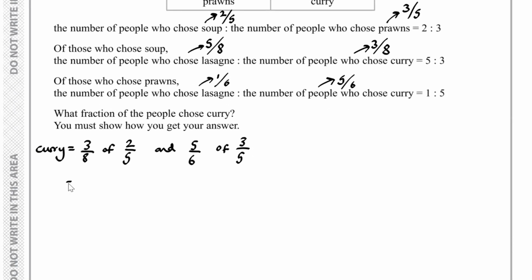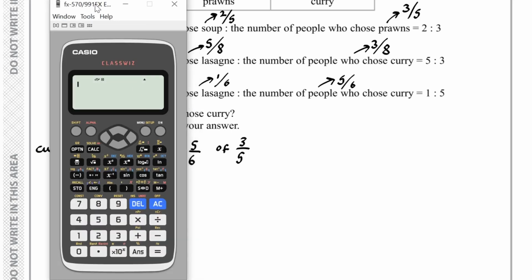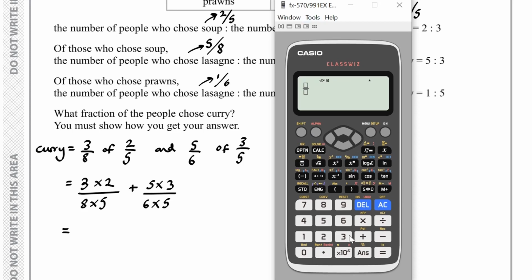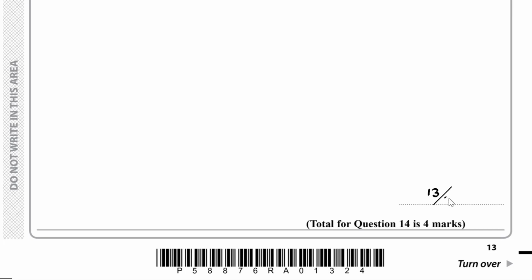Okay, so if we work this out here, we get 3 times by 2 over 8 times by 5 plus 5 times by 3 over 6 times by 5. So if we work out this, we have over here 3 times by 2 over 8 times by 5 plus 5 times by 3 over 6 times by 5. It turns out here we get 13 over 20. So here we get 13 out of 20.